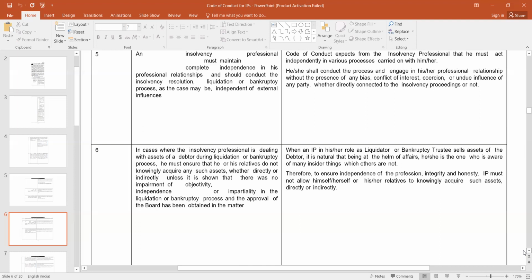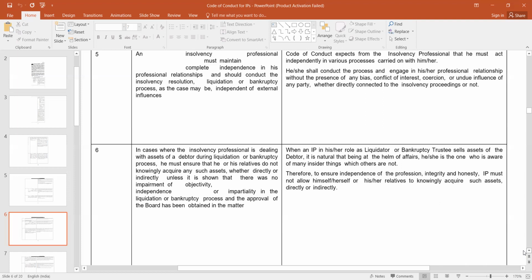So at that time, you will be required to demonstrate that, my lord, there was no partiality. I had informed all the parties, I had disclosed the conflict of interest also, and I had already obtained the approval of the appropriate authority wherever it was required. And I informed the board also.